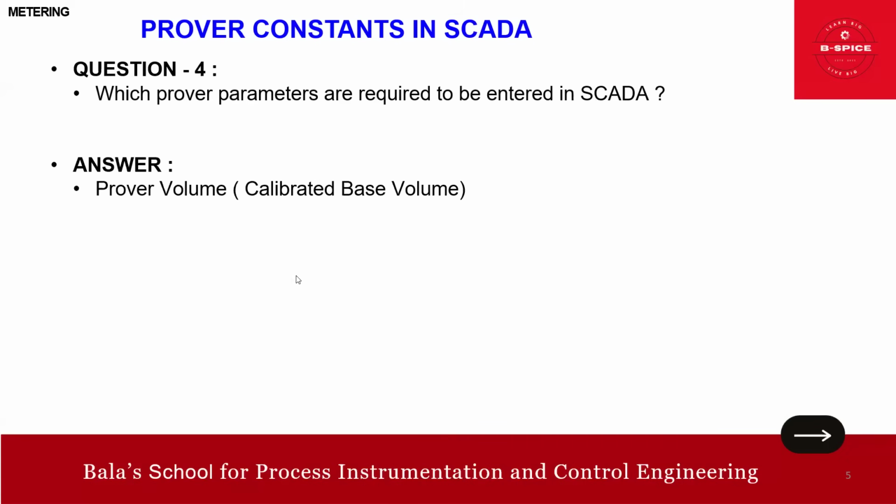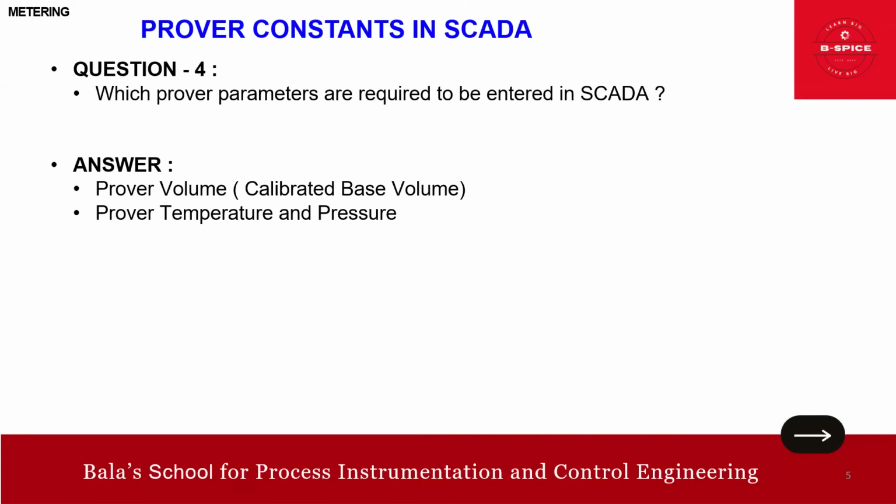One is the prover volume. This is the calibrated base volume. Prover volume is the certified volume of the prover barrel or small volume prover, whatever it is. That volume is needed, and it must be traceable to national standards. That one also we have to keep in mind.